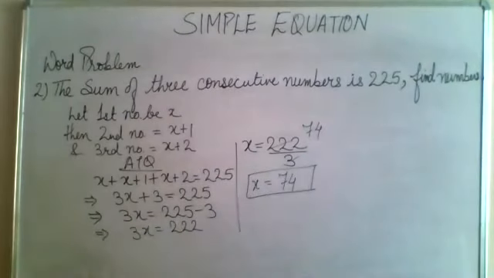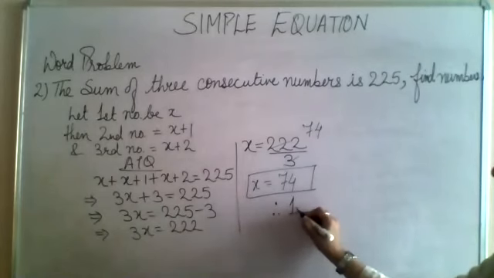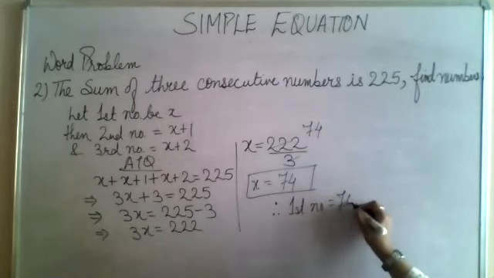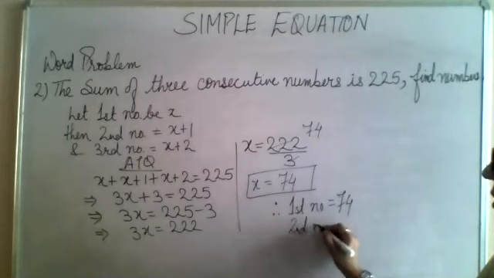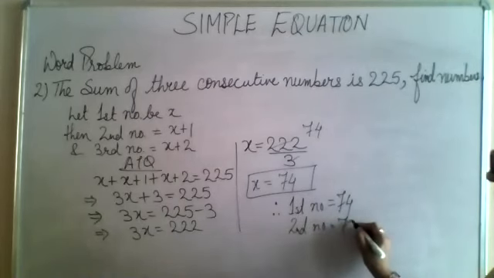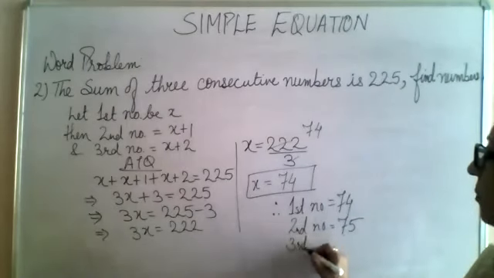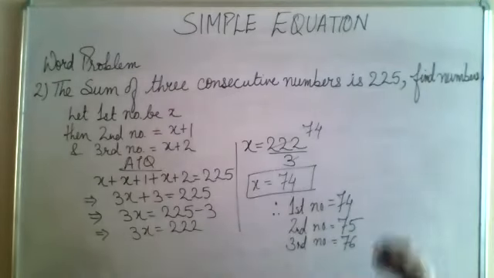So therefore, the first number is equal to 74. The second number is 75, and the third number is equal to 76. And all these are consecutive numbers. If you add, you will get 225. I hope it is clear to you.